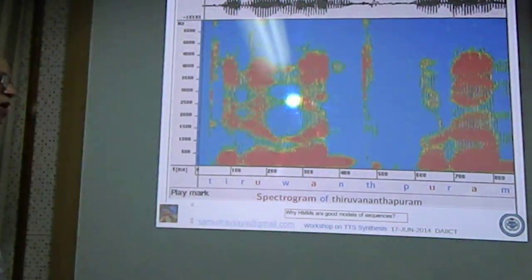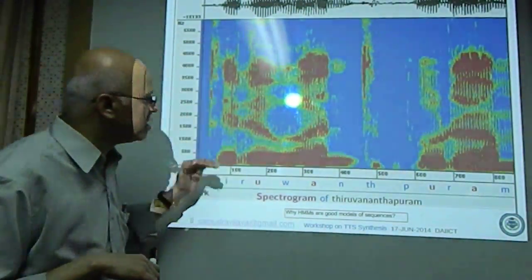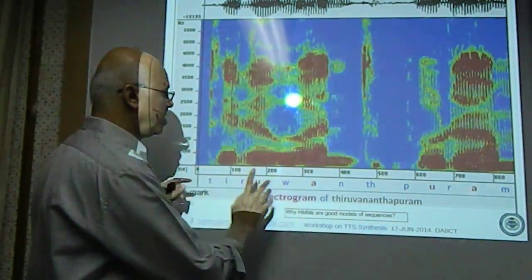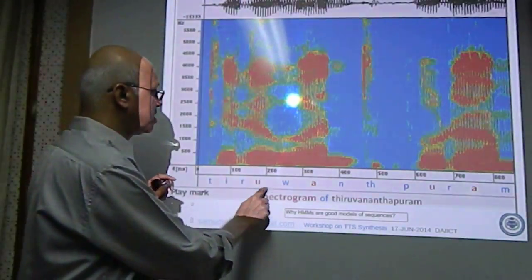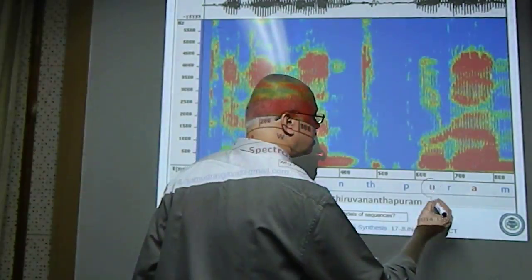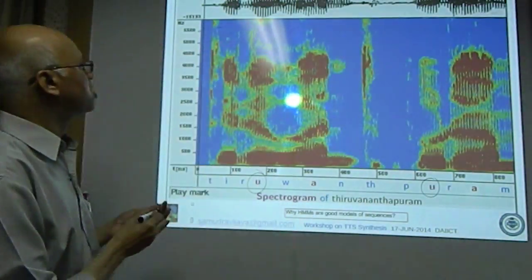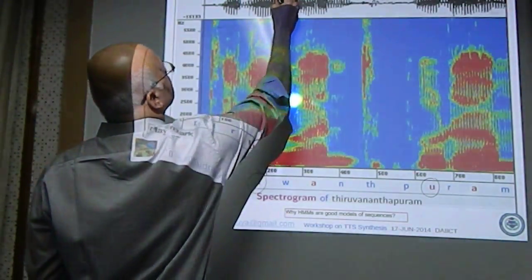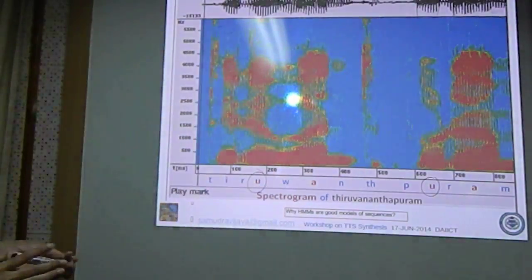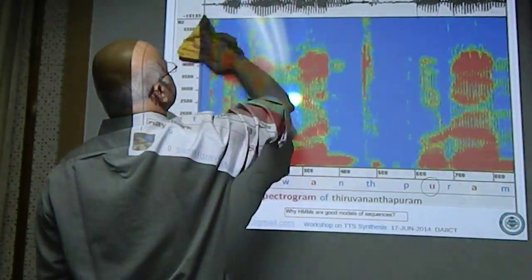Now, I talked about this part earlier also, but I'll re-emphasize. Let us consider this is one word spoken by one person. Let us consider two repetitions of the vowel U. U occurs here in Thiru, and U occurs also in Puram. The U parts here as well as here appear similar as far as the waveform is concerned, but it is difficult to distinguish different vowels in the time waveform.